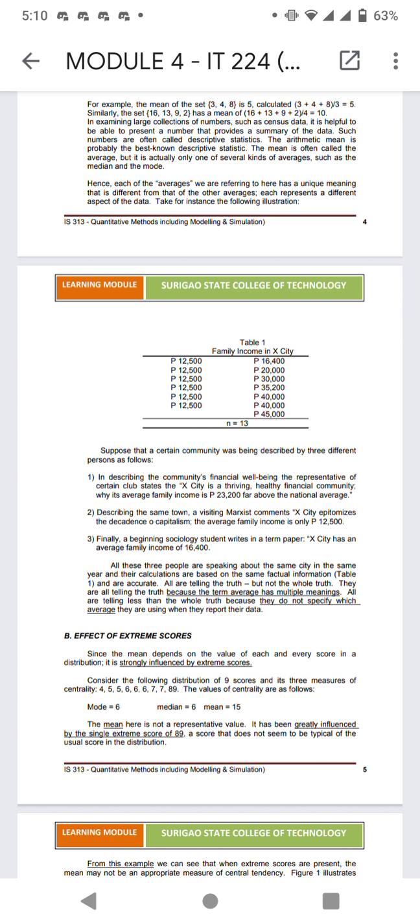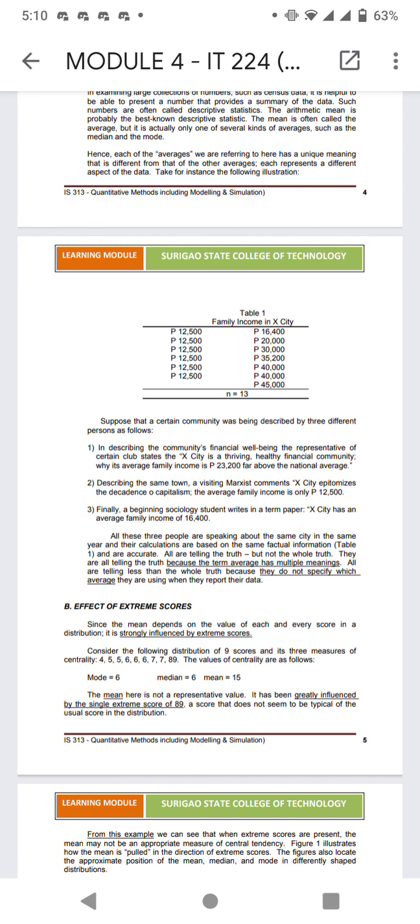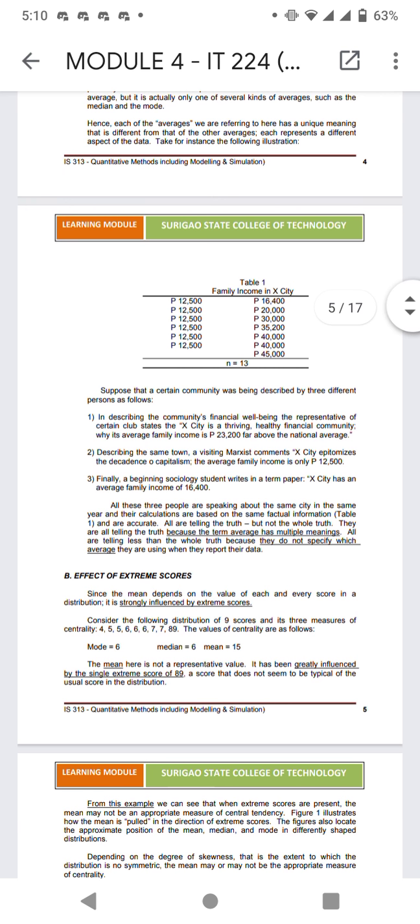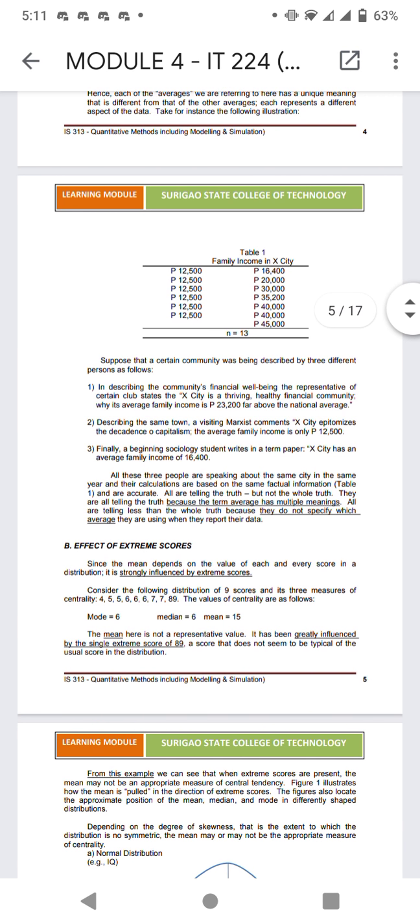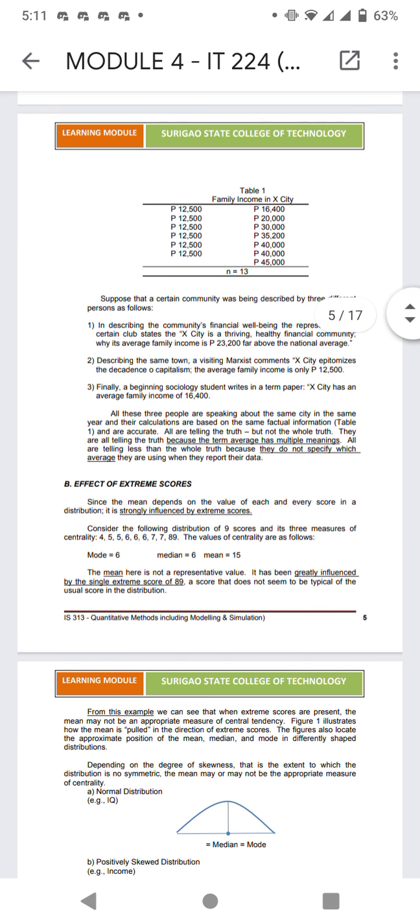Describing the same town, all these three people are speaking about the same city in the same year, and their calculations are based on the same factual information and are accurate. All are telling the truth, but not the whole truth. They are all telling the truth because the term average has multiple meanings. All are telling less than the whole truth because they do not specify which average they are using when they report their data. So what I said earlier about the population and the group data, they are both distinguished and have different meanings about the mean or the average.